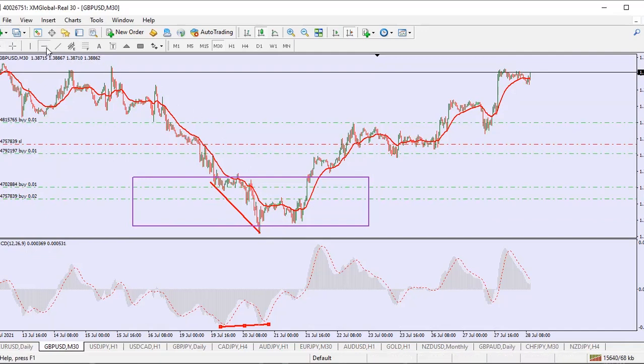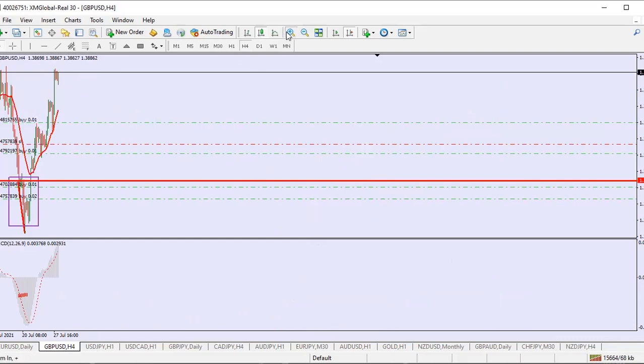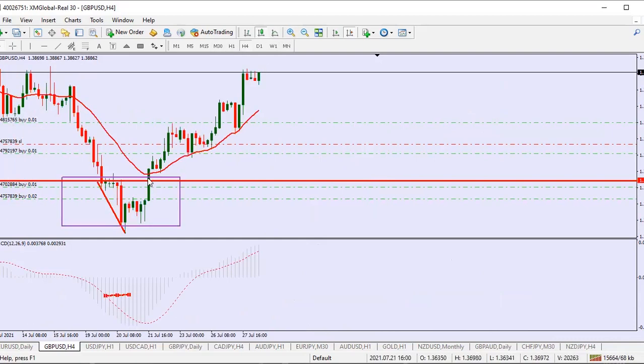We need to look for a break in market structure on the 30 minutes time frame. We have to look for a break in market structure in the 30 minutes time frame, at the close. Close what? Close above the 4-hour time frame. When the 4-hour time frame closes above market structure, that is a confirmation. And that was why I bought.